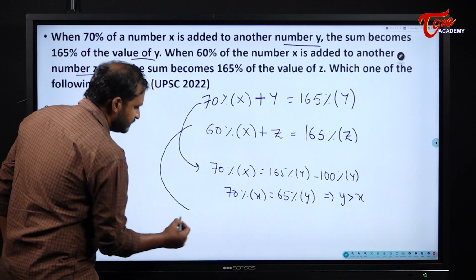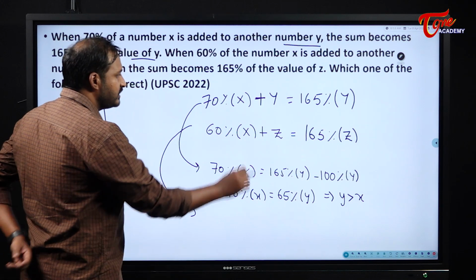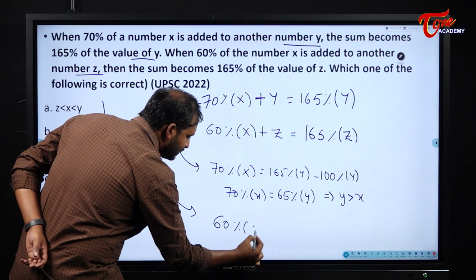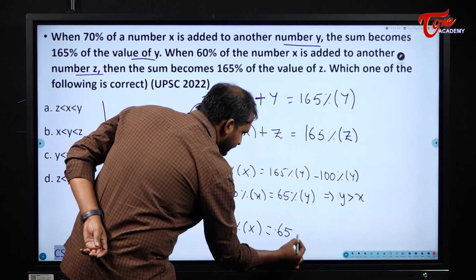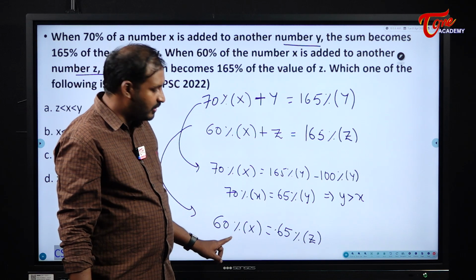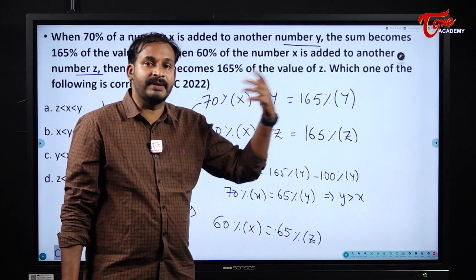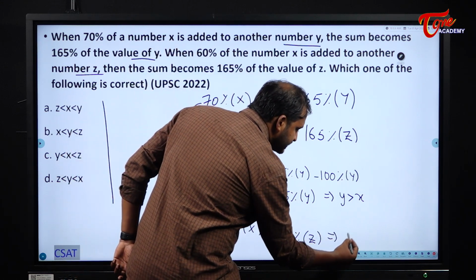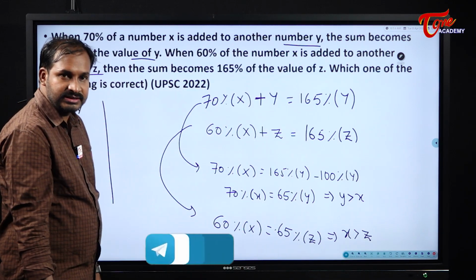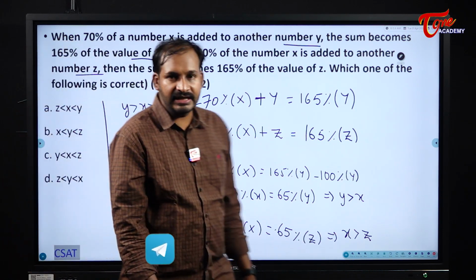Next, from this equation, what can I write? If I send z to the other side, similar to this one, 60% of x will be equal to 65% of z. Now tell me, among these two, which one is bigger? X is the bigger value, because its coefficient is smaller. So x is greater than z. By clubbing those two things, y is greater than x, which is greater than z.